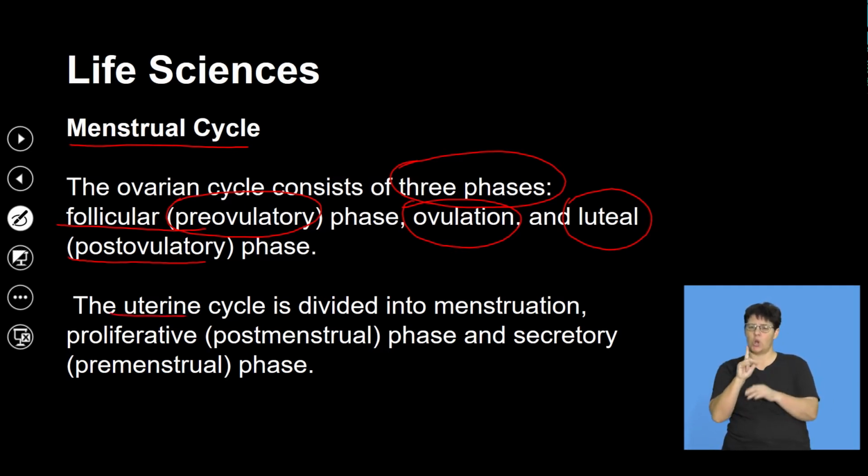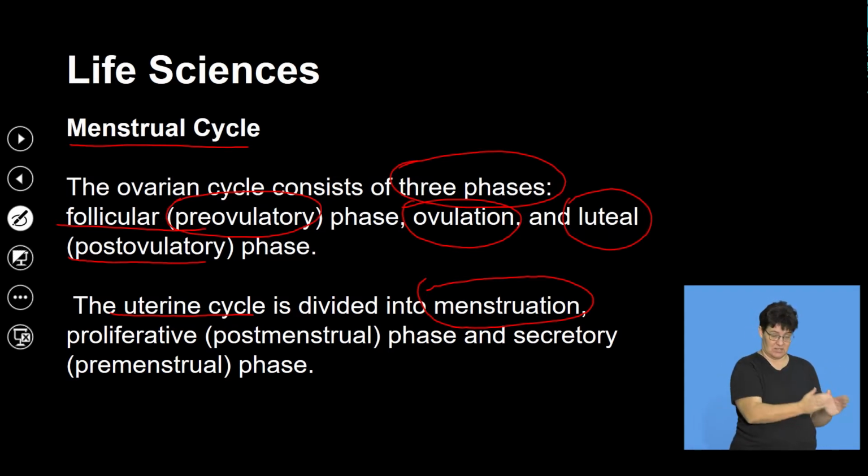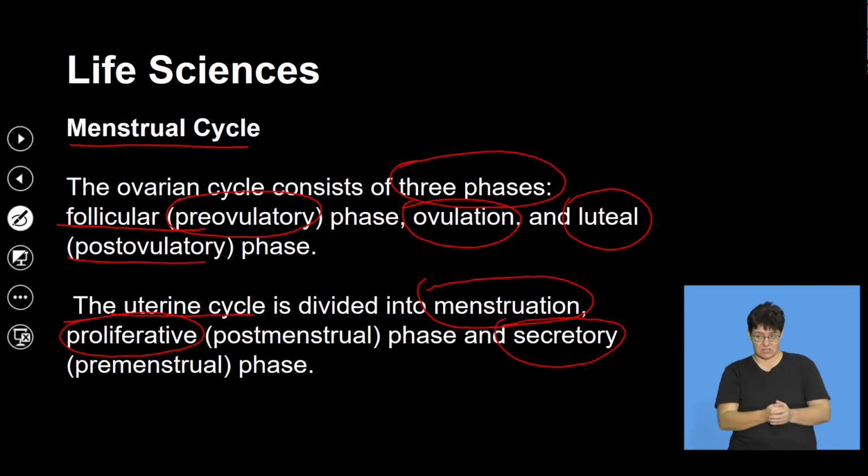When we look at the uterine cycle, this is divided into the following phases. So we refer to the process of menstruation. We also refer to the proliferative stage, as well as the last phase of the secretory or premenstrual phase. So we're going to try and unpack these by looking at each one in detail.